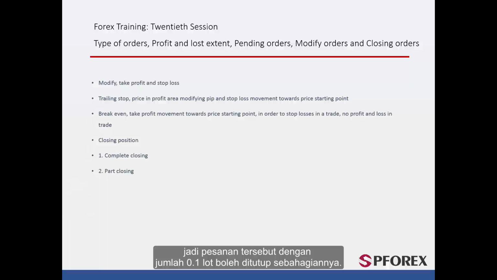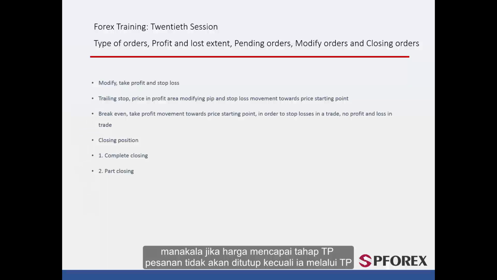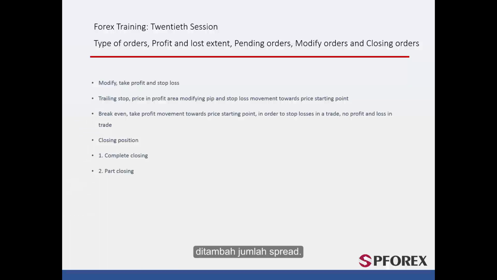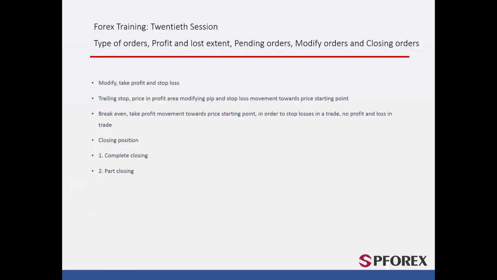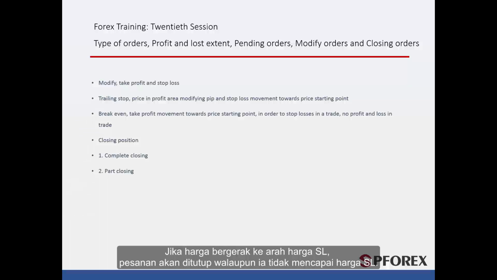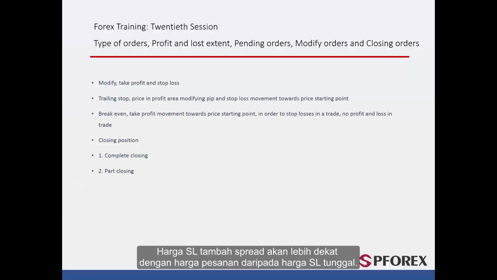Traders should take into consideration that if in a sell order price meets the SL point, the order will be closed, while if price reaches the TP level, the order will not be closed unless it passes TP plus the amount of spread. In a buy order, price must reach the TP price so the order can be closed. If price moves towards SL price, the order will be closed even if it does not reach the SL price. SL price plus spread will be closer to the order price than the sole SL price.